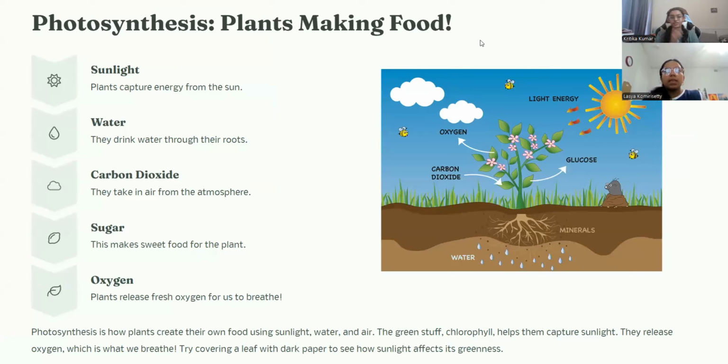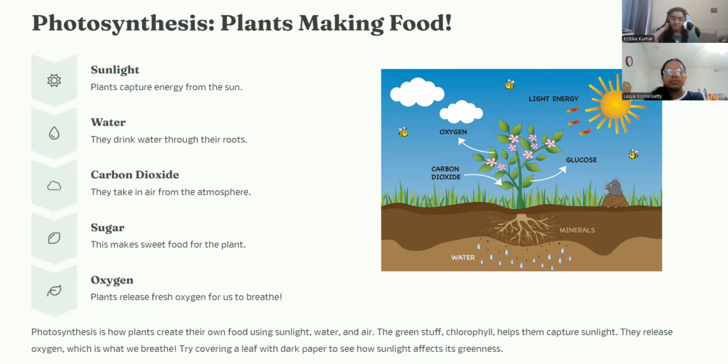Okay, so now we're going to talk about photosynthesis. So, what is photosynthesis? Photosynthesis is how plants create their own food using sunlight, water, and air. There are five parts of photosynthesis that you must remember: sunlight, water, carbon dioxide, sugar, and oxygen. In the process of photosynthesis, a plant uses sunlight from the sun, water taken by its roots, and carbon dioxide from its atmosphere to make products such as sugar and oxygen for us to breathe.